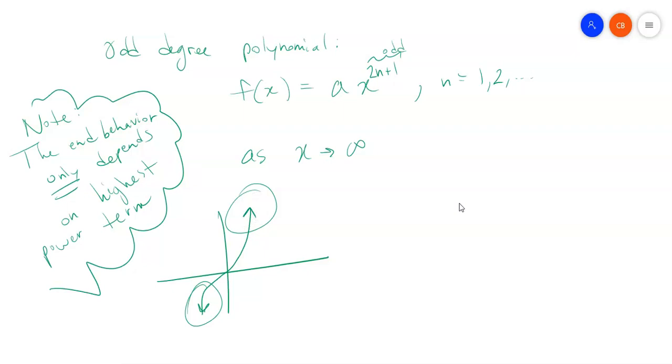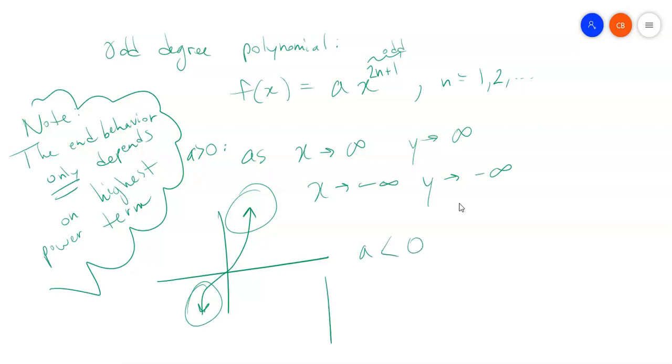So as x approaches infinity for this one, and here we're dealing with the case where a is positive. Of course, x going to infinity, it's going to the right side. Y is also approaching infinity. And then as x approaches negative infinity, which is the left side over here, we have that y is approaching negative infinity as well. And then we would have the case whenever a is negative.